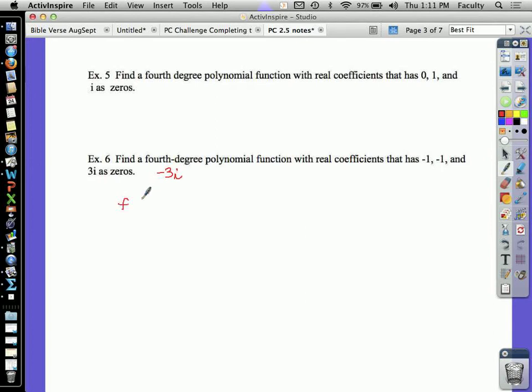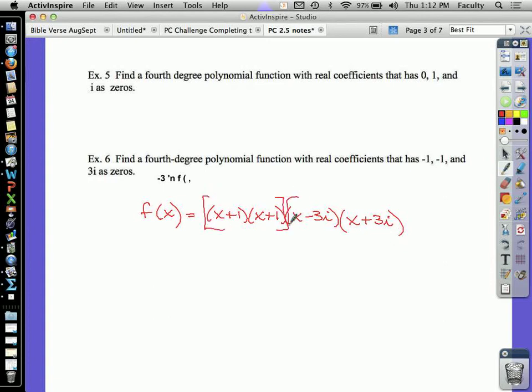So here we go. This is similar to example 5. Okay, so I have x plus 1, x plus 1. I'm getting x minus 3i, and then x minus -3i would be x plus 3i. So this is very, very similar to example 5 from yesterday. So we're going to use the associative property and multiply the first two together and then the second two together.